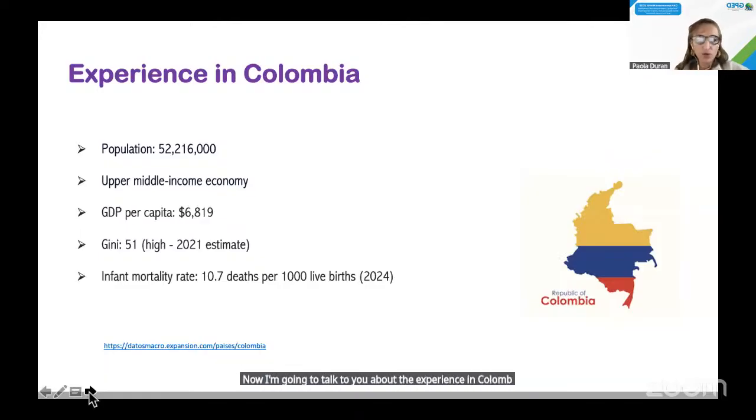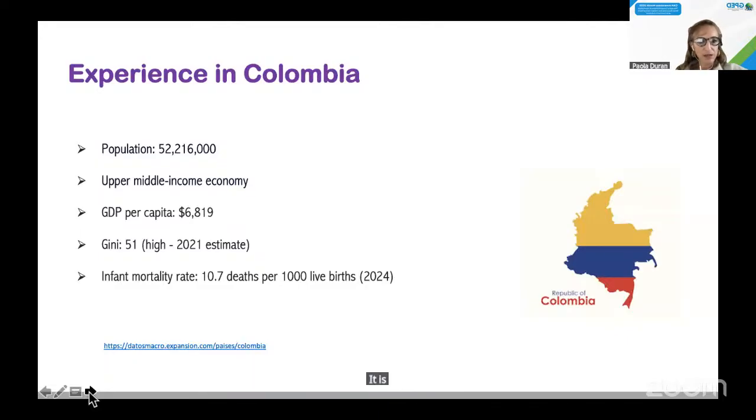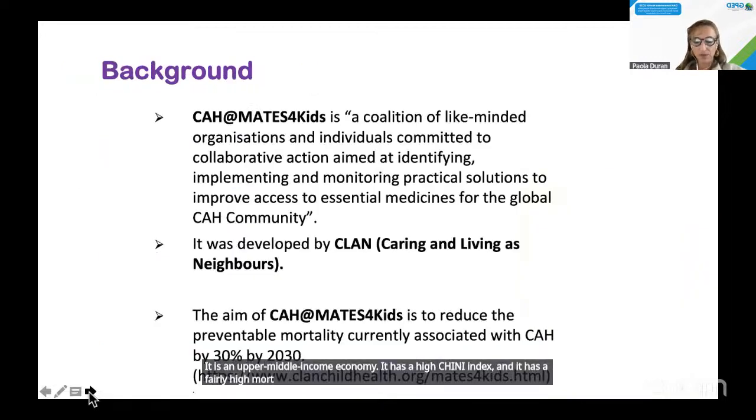For those of you who are not familiar with Colombia, it is a country with a population over 52 million. It is an upper middle income economy. It has a high Gini index, and it has a fairly high mortality rate.